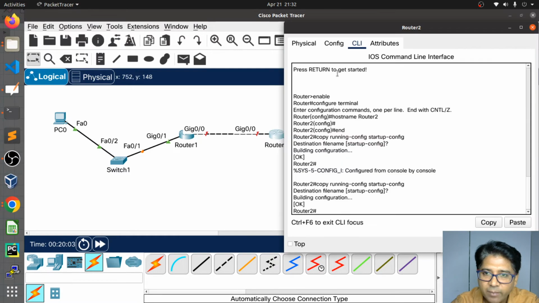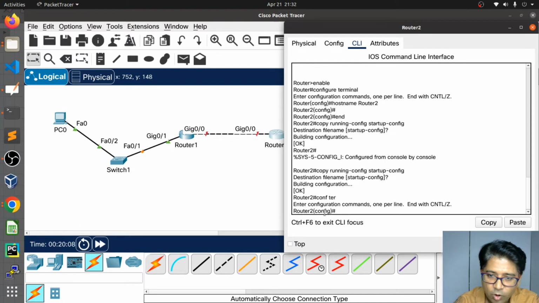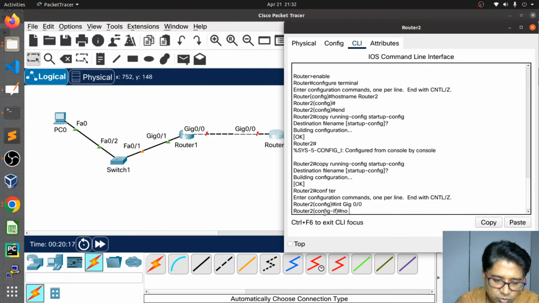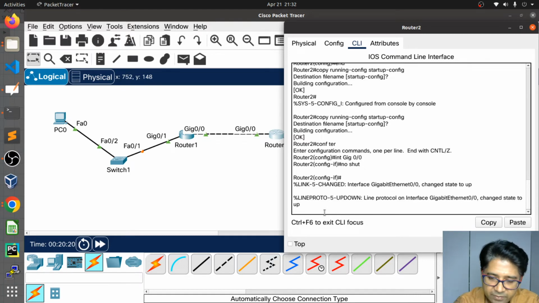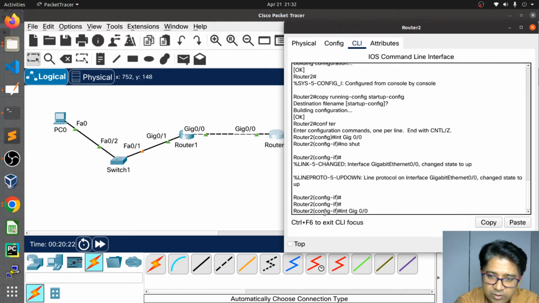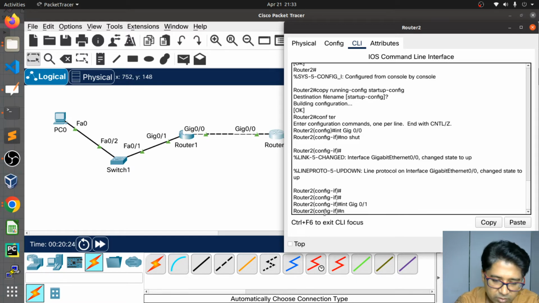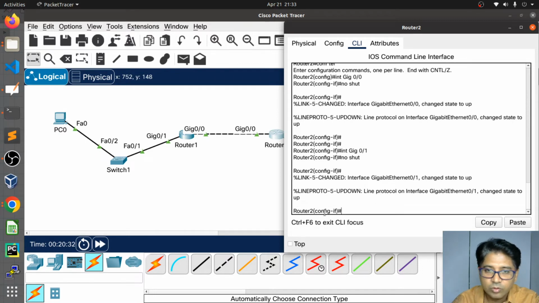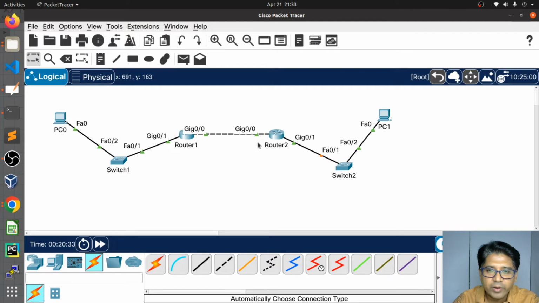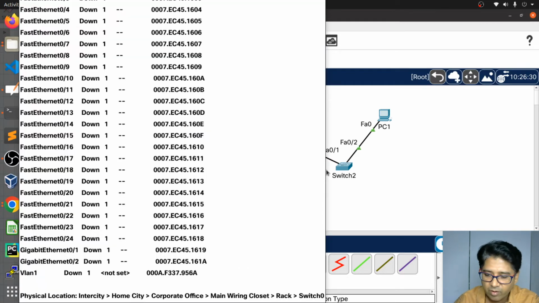I'm going to do the same thing on router 2: config t, interface gig 0/0, no shut. In the same way we follow for the LAN interface, no shutdown. So you can see all the L2 connectivity is green.